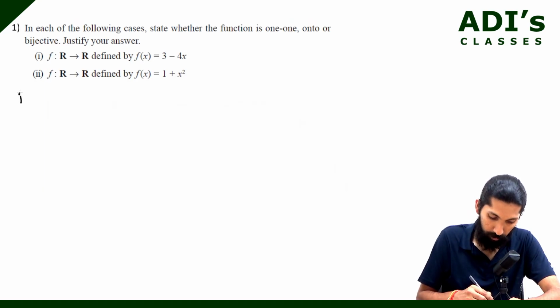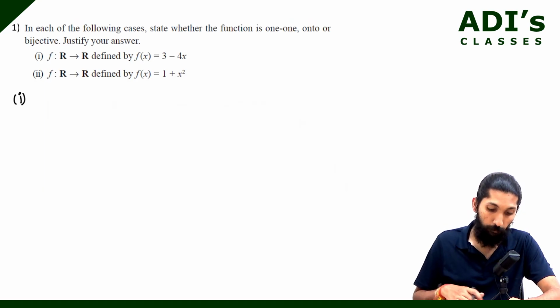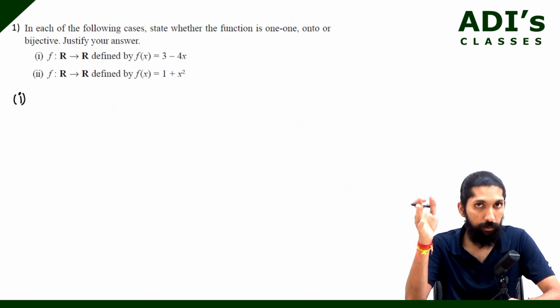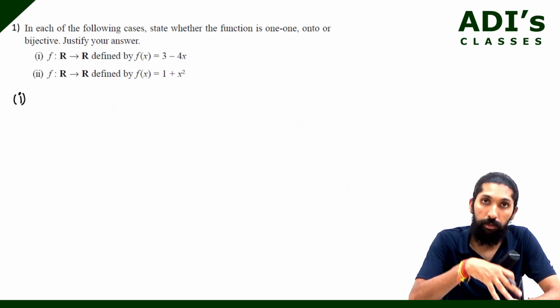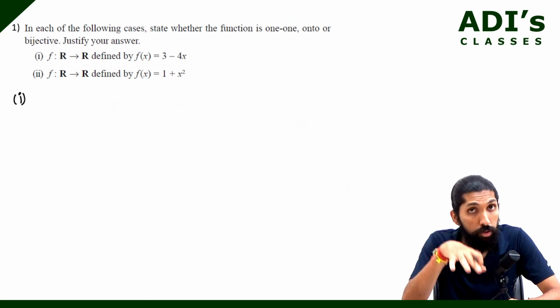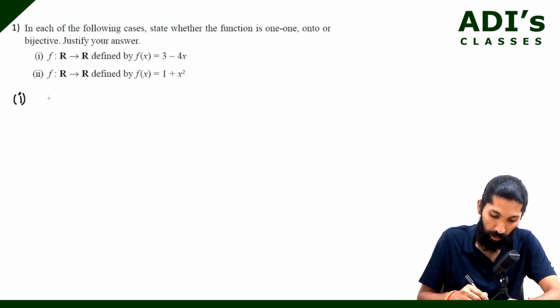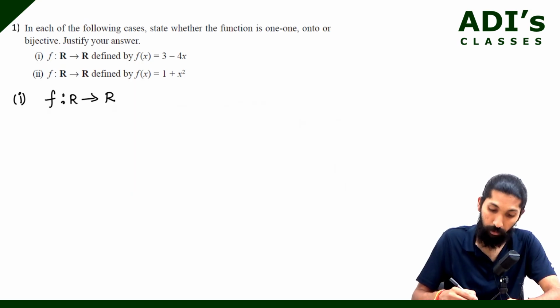See here, the first one, function f is from R to R. That means set of real numbers to set of real numbers. Domain is a set of real numbers. Range is also a set of real numbers. So f is from R to R, domain to range, real number to real number. And also f of x is defined by 3 minus 4x.